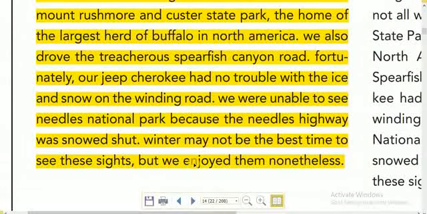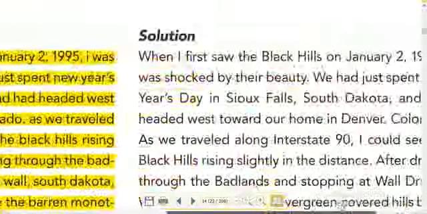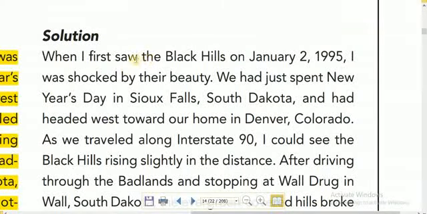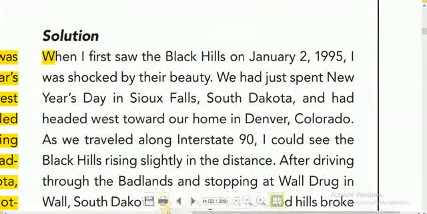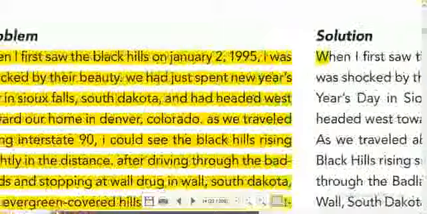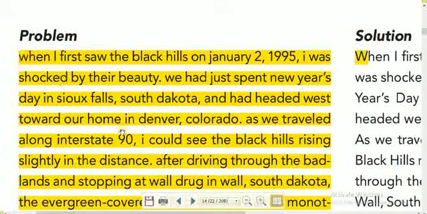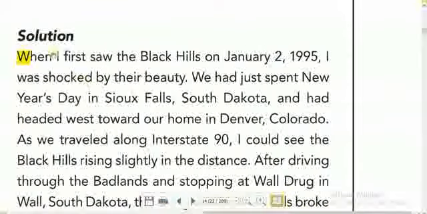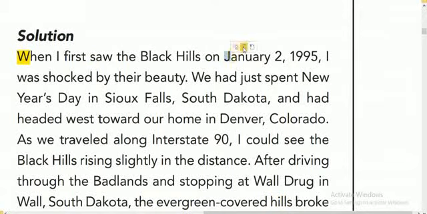This is wrong. I think this is absolutely wrong. The right one is this. The solution is this. Let me mark it. Here we said, "When I first saw," and "When" is capitalized. Here we have it capitalized. It was not capitalized here. This is right. I say, "When I first saw the Black Hills on Journey," is the name, okay?